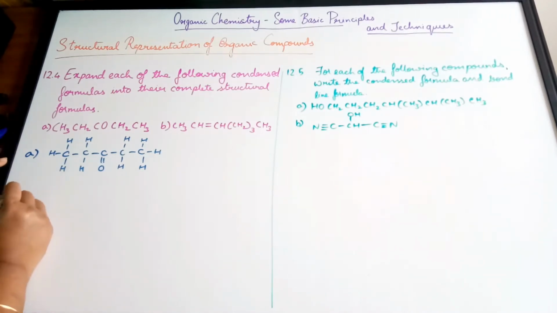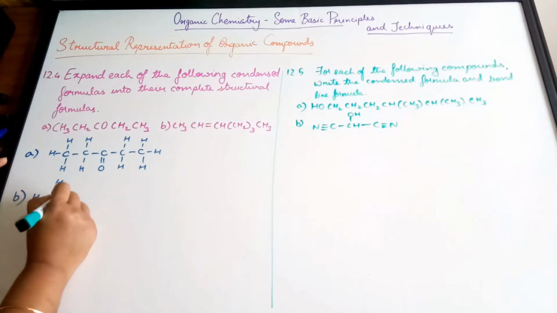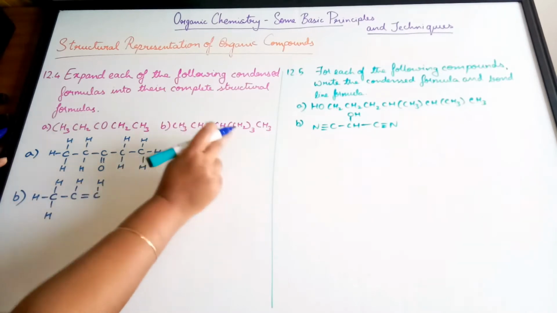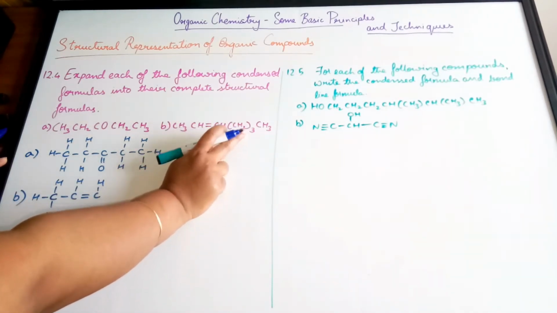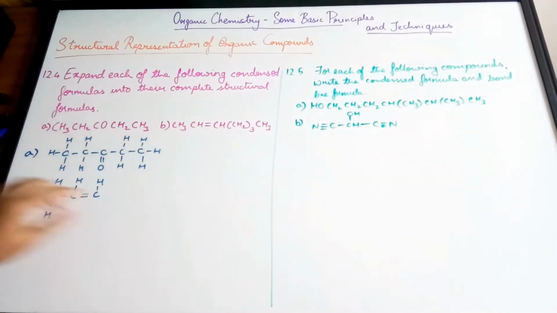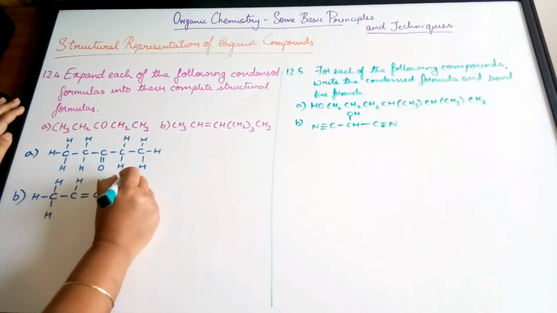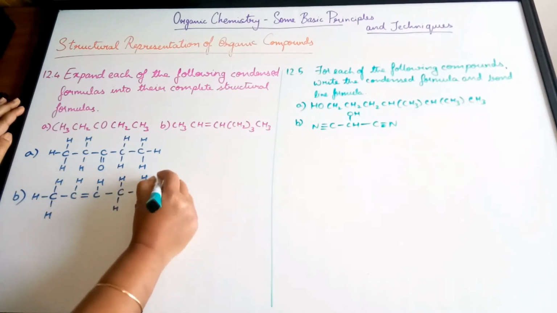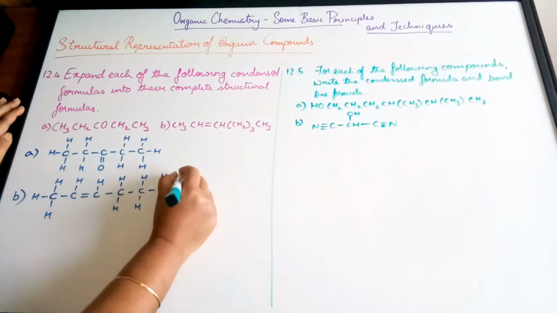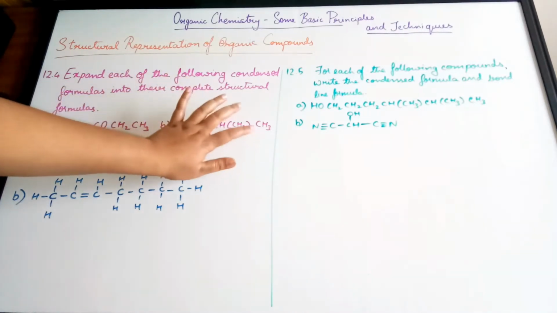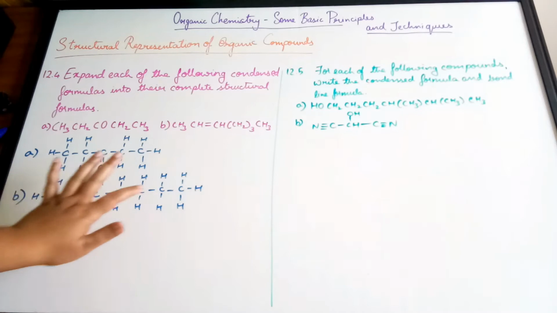The second one, B, CH3, CH, double bond, CH. Now here it's given as CH2 taken three times, which means there are three CH2 groups over here, which means there are 3 carbons. So CH2, 1, 2, and 3. In the end, you have a CH3. So let's just count: 1, 2, 3, 4, 5, 6, 7. 1, 2, 3, 4, 5, 6, 7.